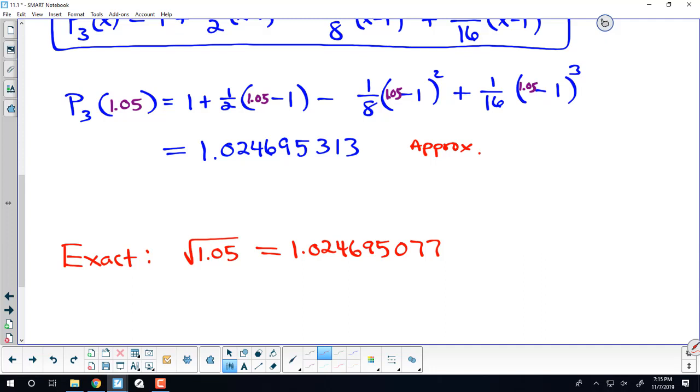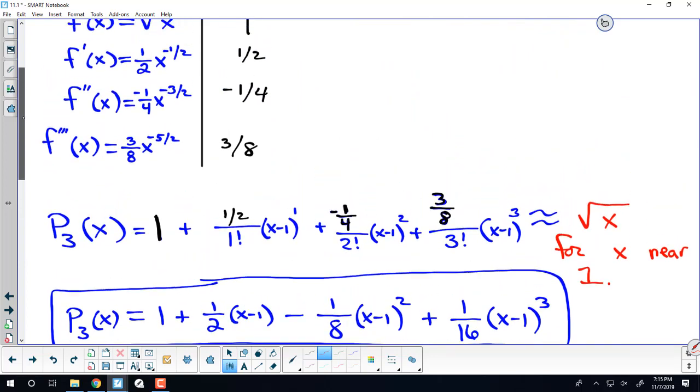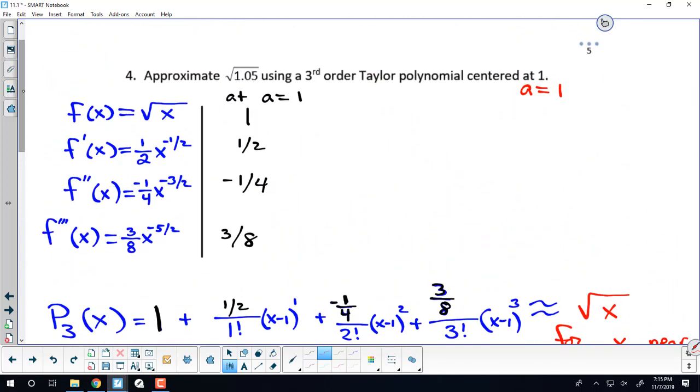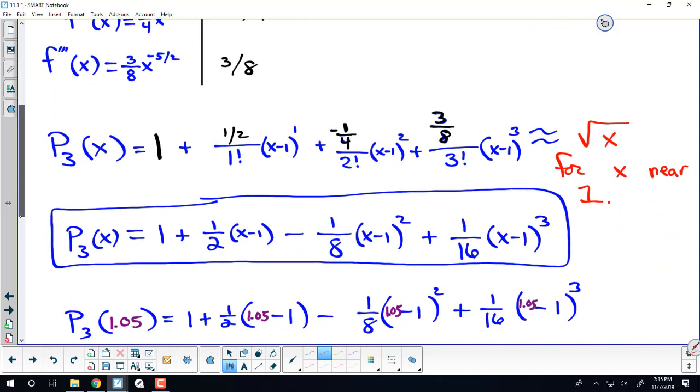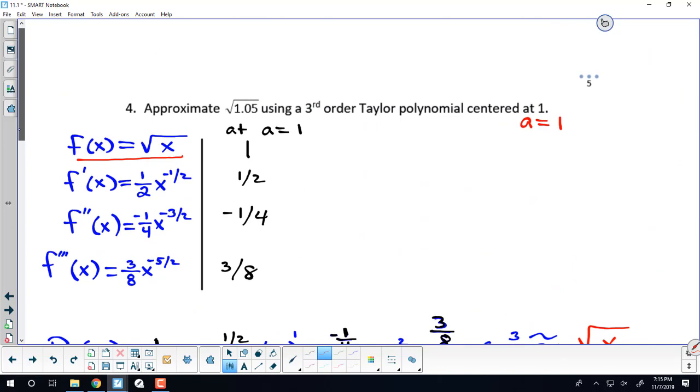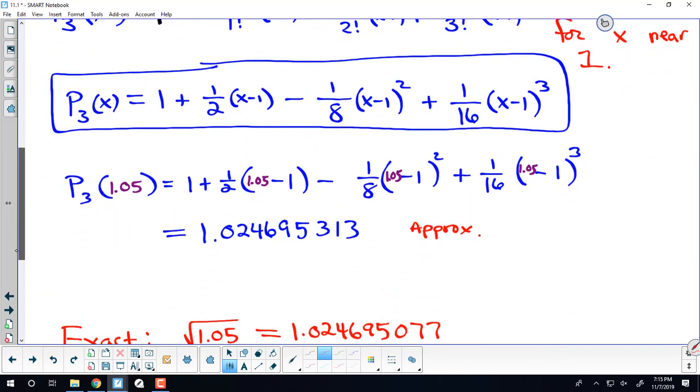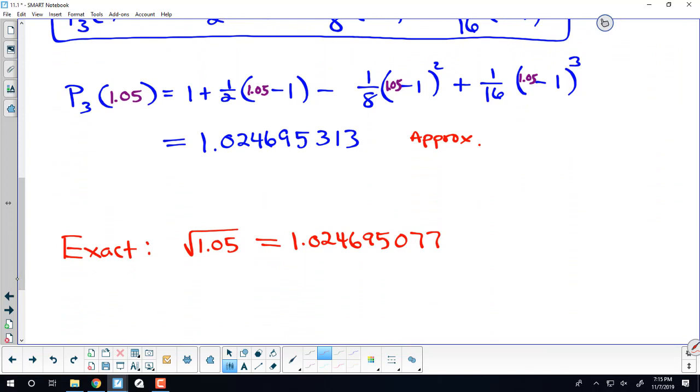Do what? Yeah, it's the square root of 1.05. But remember, this polynomial that we're coming up with is approximating the square root of x. So we would just plug the argument 1.05 into our polynomial. You're saying you got a different value, Sean? No, for the approximation. For the exact. Yeah. Oh, the approximation? Okay. Oh, I didn't see you had it up there. Never mind. Yeah, that's what I got. Oh, okay. Let's go check it.